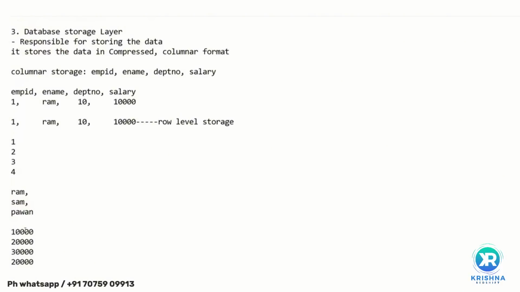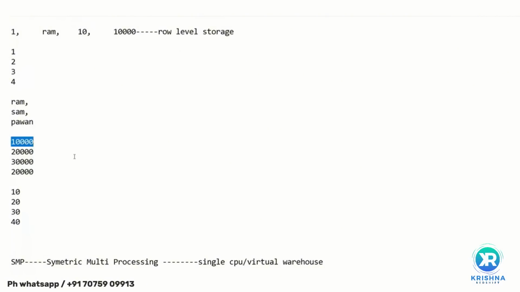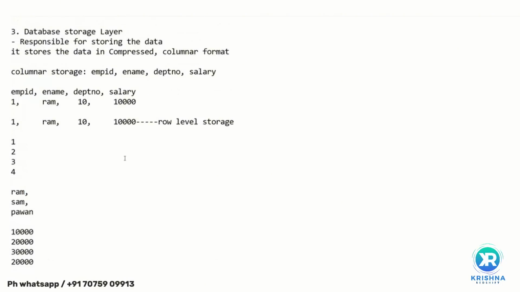So whenever you want, for example, salary, it will directly go to the block where the salary values are stored, and it will get the data. Let's say you want the department number, it will directly go to the block where department numbers are stored, and it will get whatever department you want. So that's why it is called columnar storage.